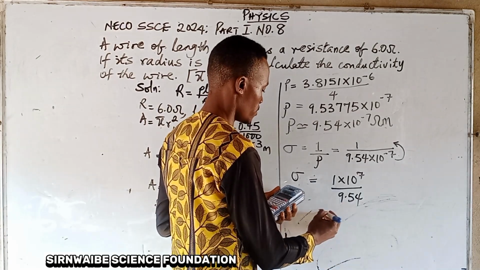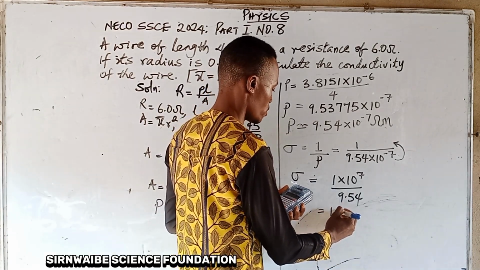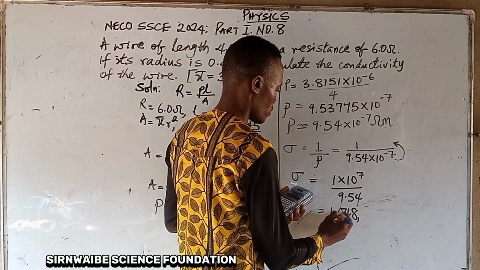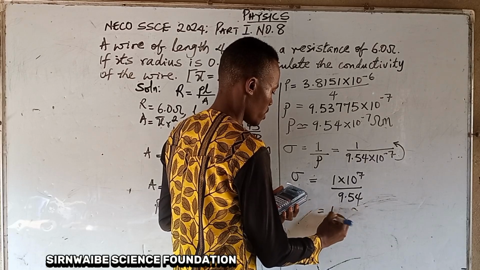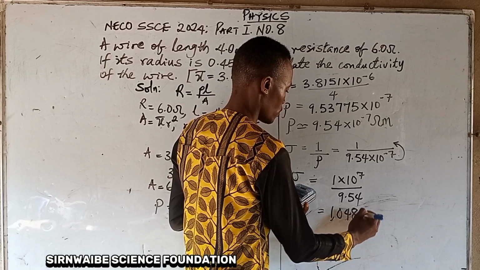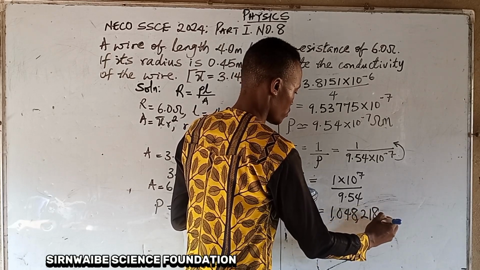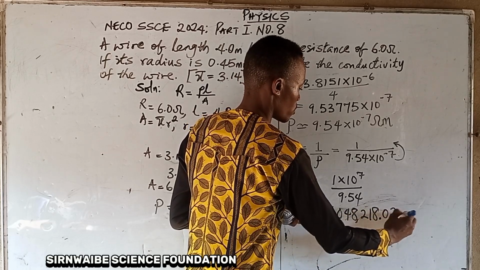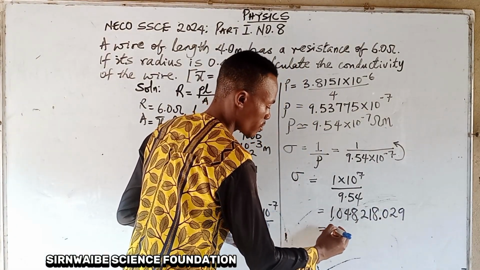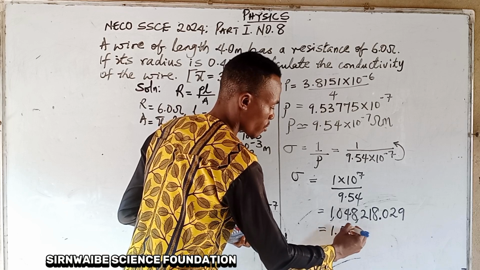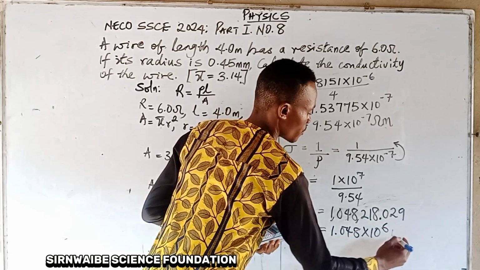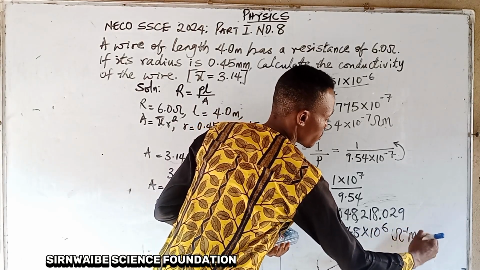Our value will be 1.048218029. Now, converting it into standard form, it will be 1.048 times 10 raised to power 6. So this will be in ohm inverse meter inverse.